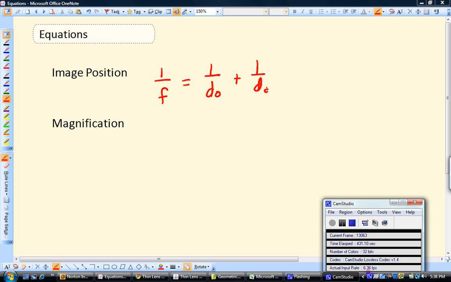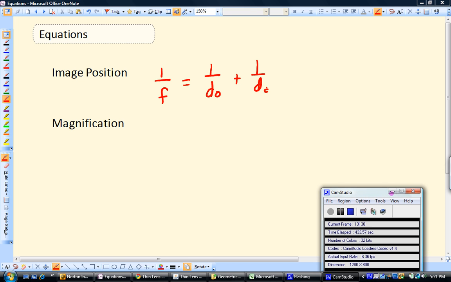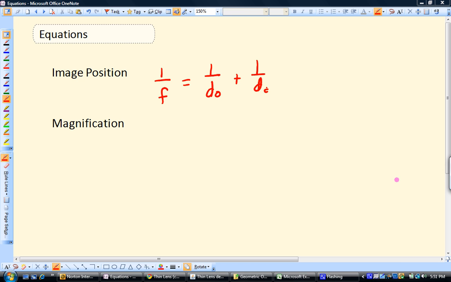And the magnification technically is a ratio of the height of the image over the height of the object. But practically speaking, it's often easier to get it as negative the ratio of the image distance over the object distance. And this can be gotten by similar triangles, and I could derive that, but I think the video is probably long enough. So let's move on here.